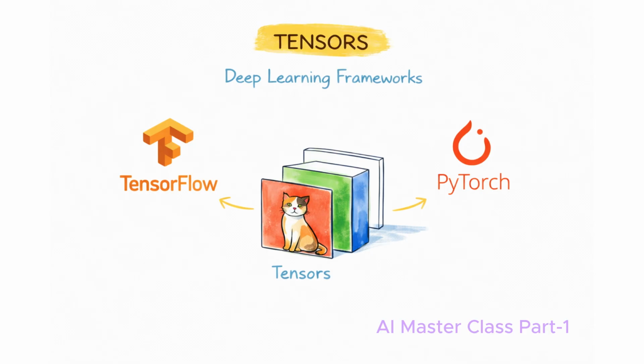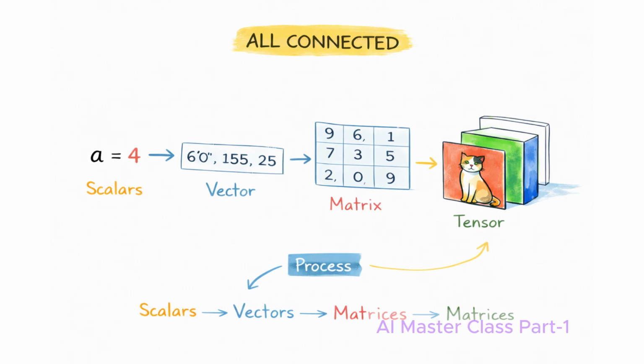The important thing to understand is that all of these are connected. A scalar is a single value, a vector is a collection of scalars, a matrix is a collection of vectors, and a tensor is a collection of matrices. Deep learning doesn't introduce new logic here, it just works with bigger and more structured data.